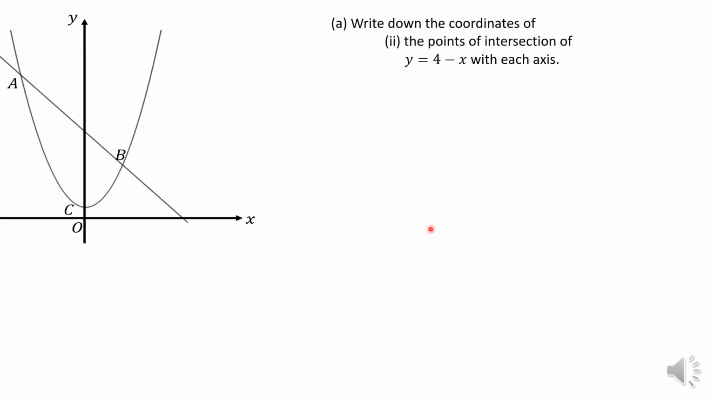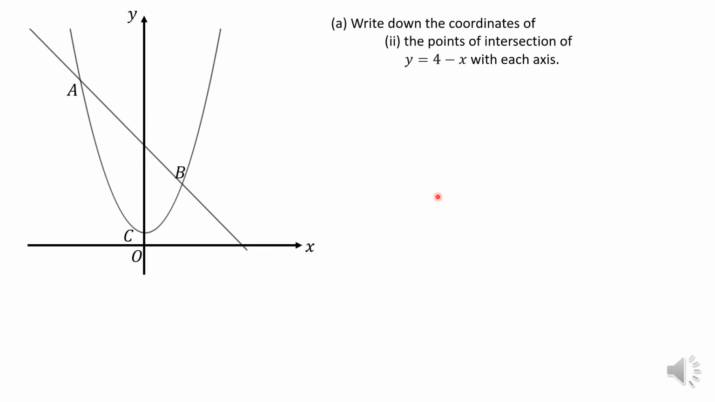Right, so let me bring that diagram back again. Now they ask us to find the coordinates of the points of intersection of y equals 4 minus x. They want to find where it cuts the x-axis as well as where it cuts the y-axis. So it's that straight line here, and when you want to find the y-intercept, you make x equal to 0 in your equation, and you realize I have got y equals 4. That means that's the point 0, 4.